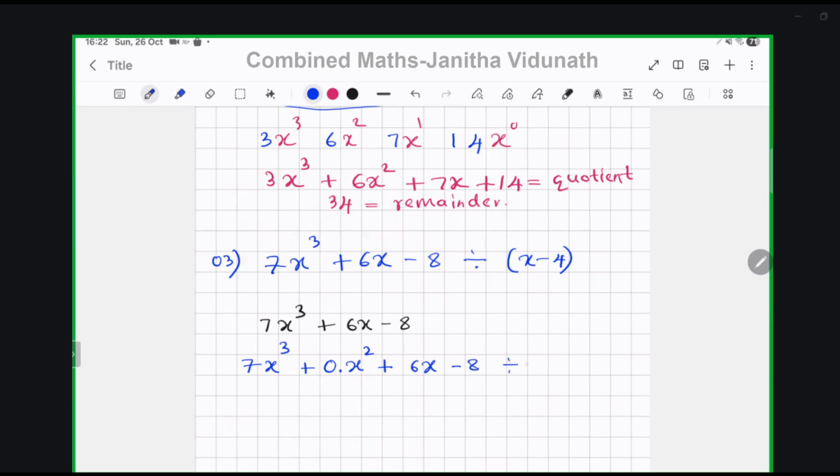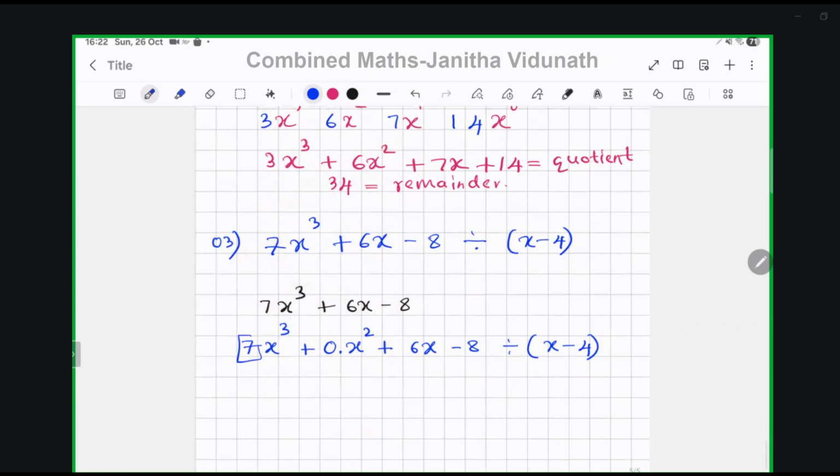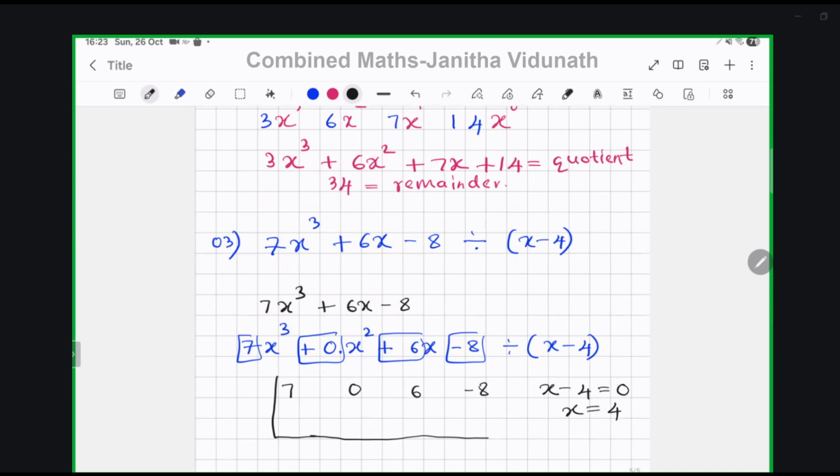Now this is the dividend we need to put into the synthetic division. We gather the coefficients, that means 7, 0, 6, and minus 8, for our synthetic division. Now we are going to start our synthetic division. We put 7, 0, 6, minus 8. Then we bring our symbol. Then we need to set our divisor to 0, that means x minus 4 equal to 0, x equal to 4. Then we keep that number inside the box.